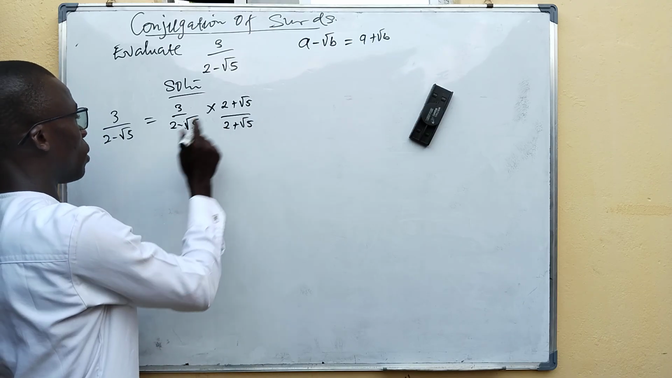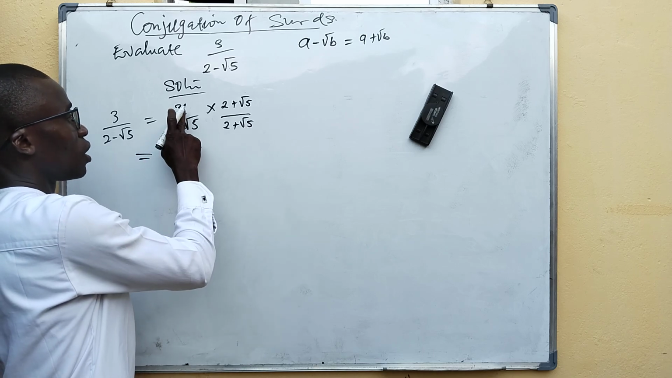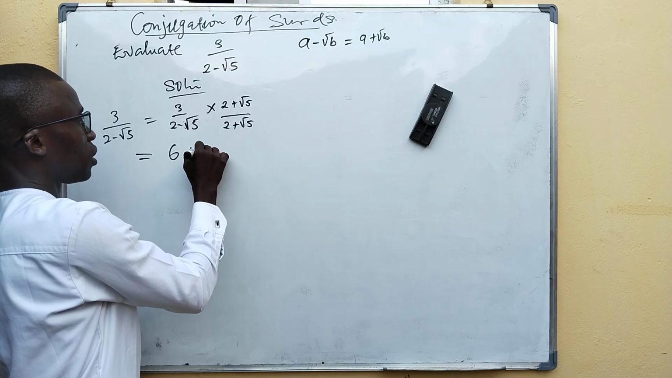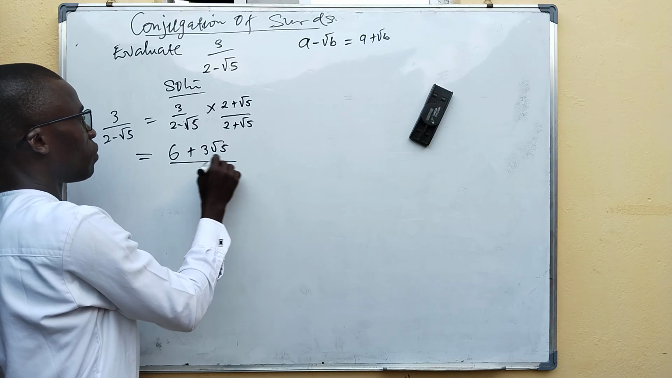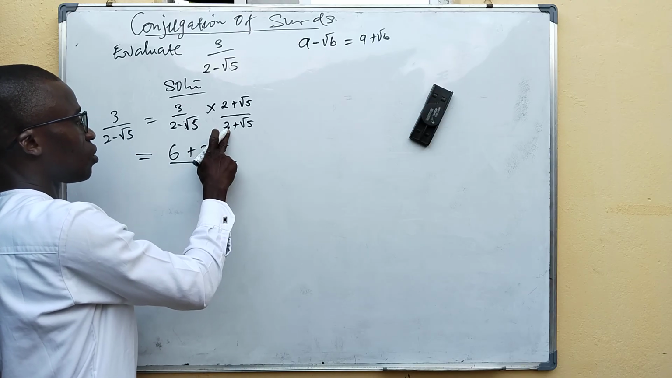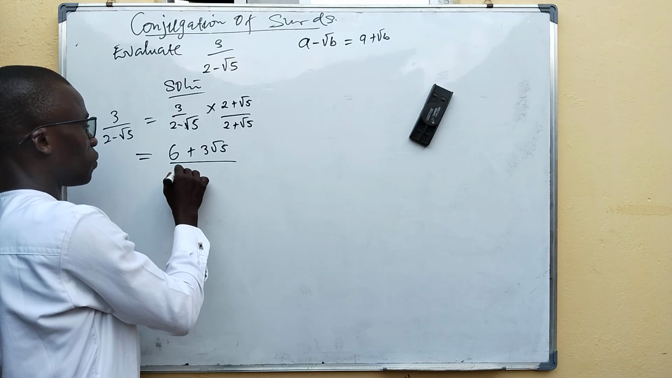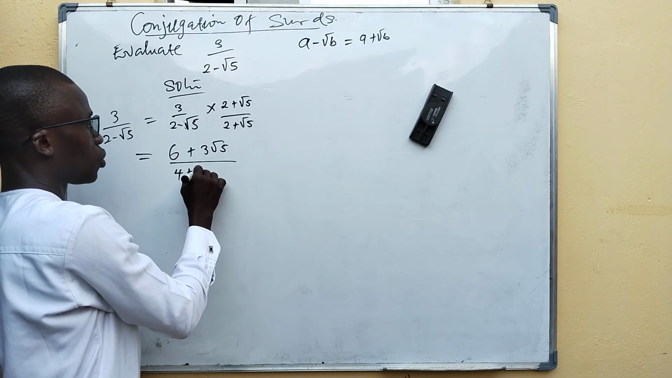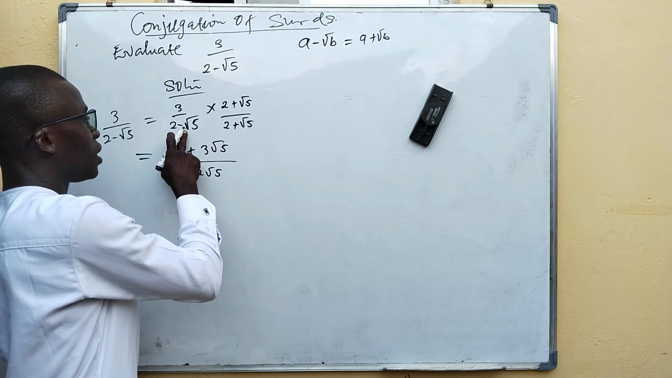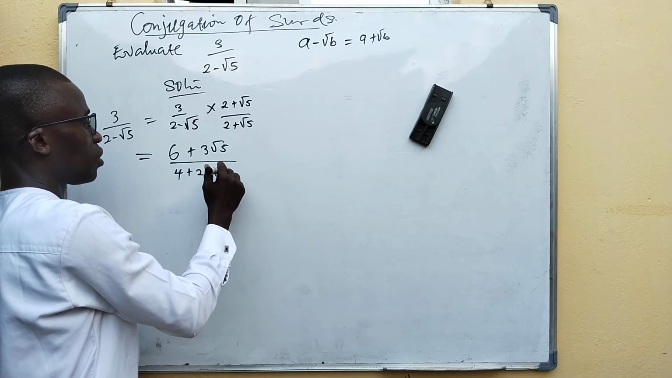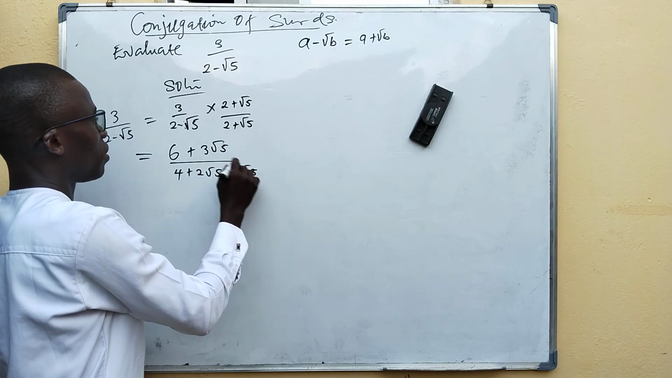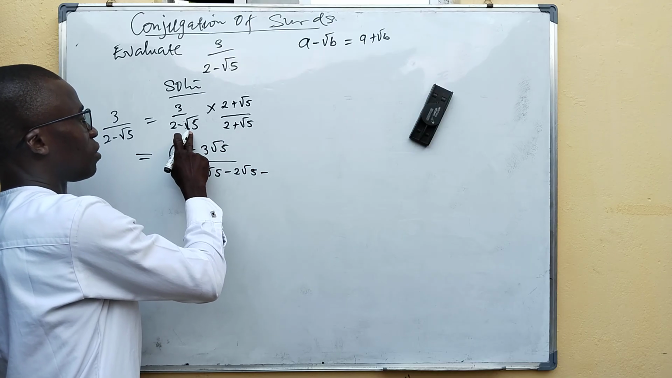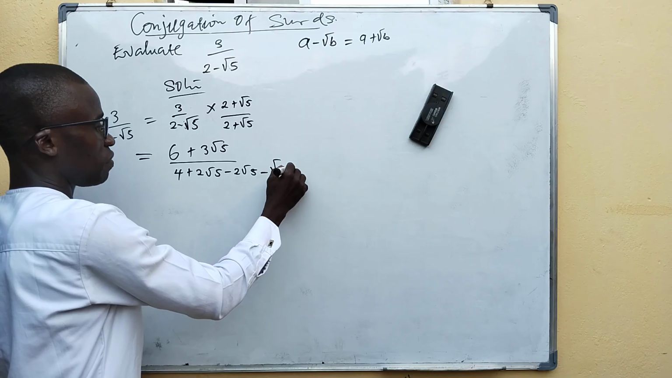So now, can we open the bracket based on what we've done? This times this will give us 6. This times this will give us 3 root 5. This times this will give us 4. Then this times this will give us plus 2 root 5. Then this one times this will give us minus 2 root 5. Then this times this, minus times plus is minus, root 5 times root 5 is root 25.